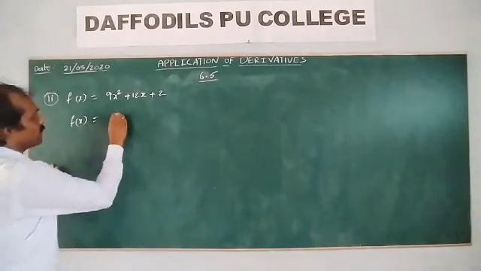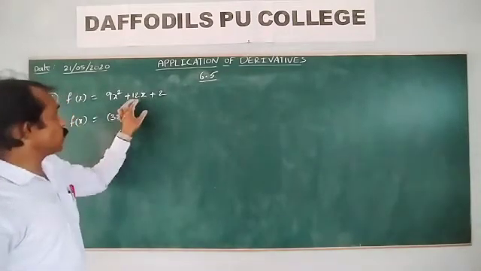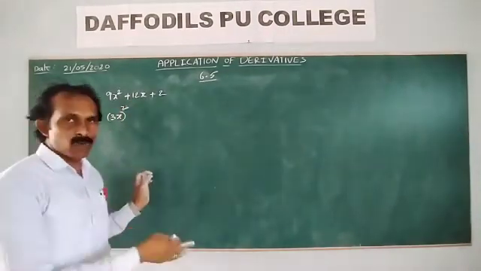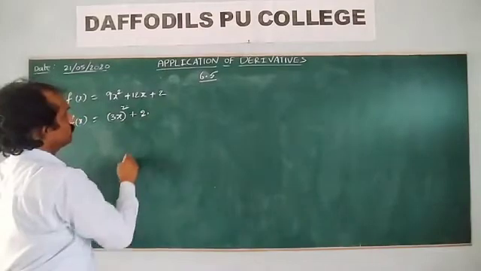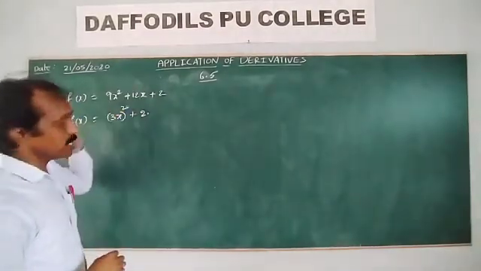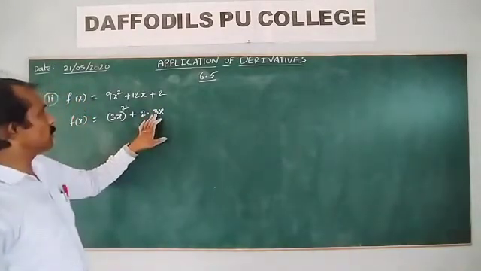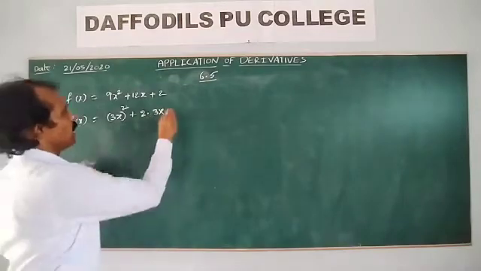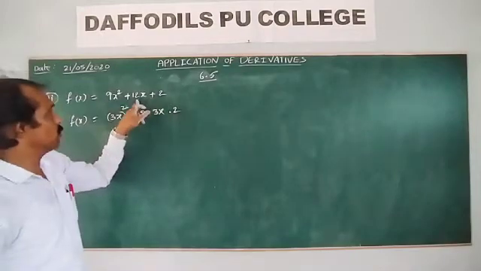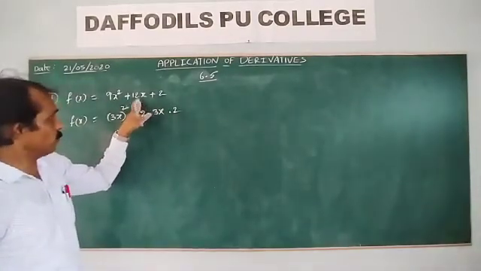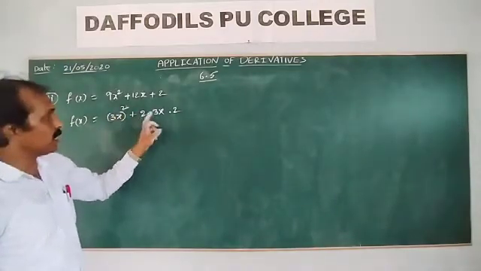F of x is equal to, this can be written as 3x whole square. 9x square can be written as 3x whole square. This is in the a plus b whole square or a minus b whole square form. 12x can be written as 2 into 3x into 2, without changing the value: 2 times 3 is 6, and 6 times 2 is 12. So 12x is 2ab, where a is 3x and b is 2.